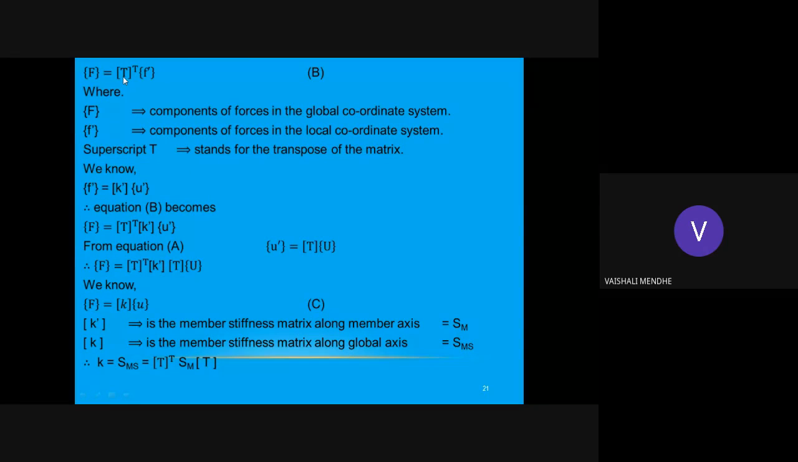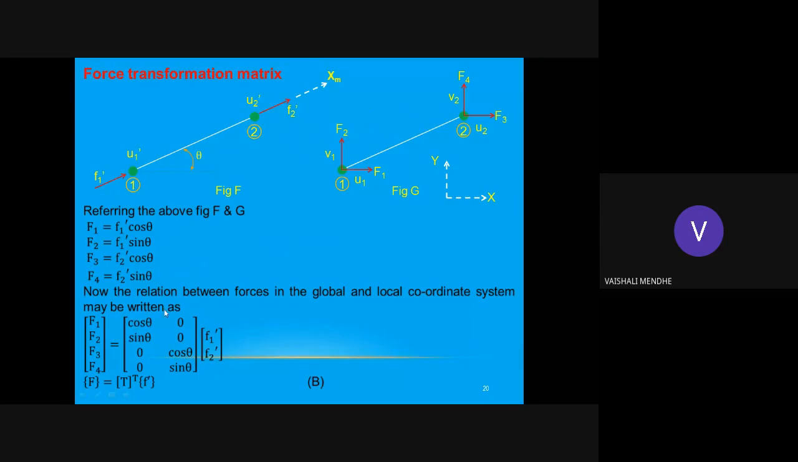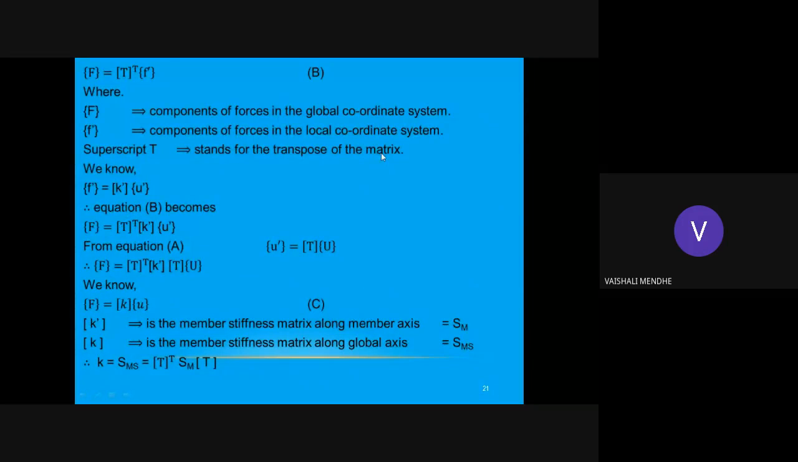What is your transformation matrix? CX CY 0 0, 0 0 CX CY. The matrix we have got here is this matrix, so this is the transpose of the transformation matrix. Okay, so this relation we got. If you want to convert the local force to the global force, you have to use the transpose of the transformation matrix. Multiplying it gives you the global force.